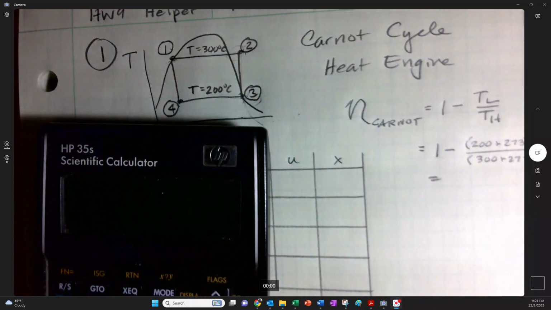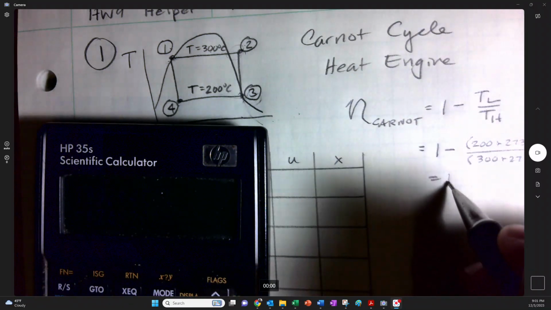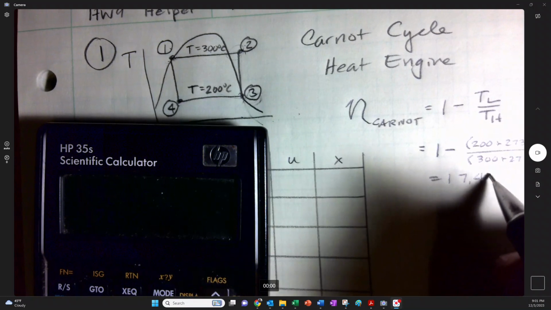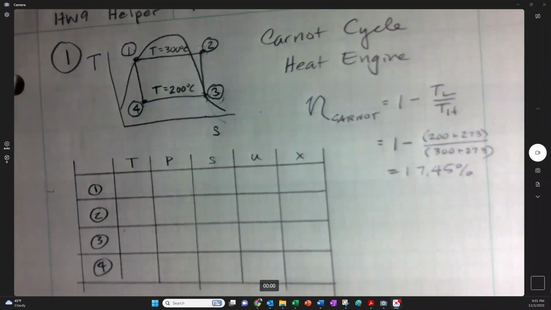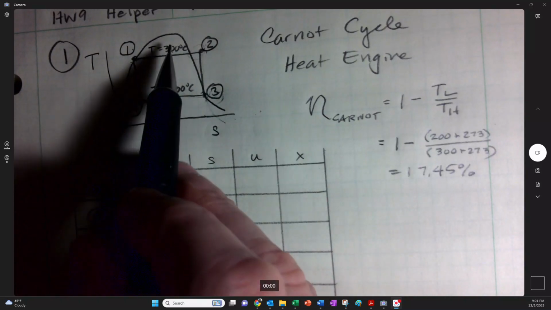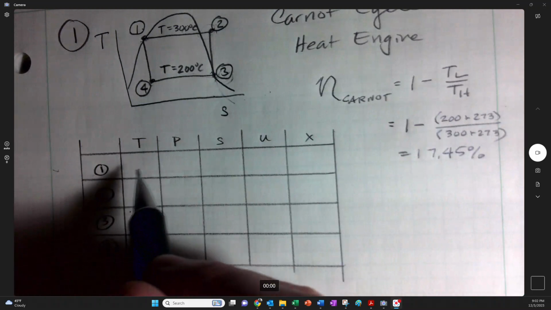So what's that going to be? 473 divided by 573, and subtract that from 1. We end up getting 17.45%. And that's the best efficiency that we could possibly do between these two temperature reservoirs. But let's go through this practice right here.